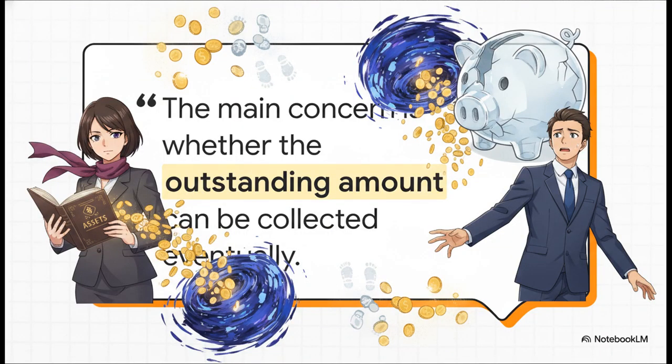The main concern is whether the stated outstanding amount of accounts receivable can be collected eventually or not. Remember, every asset on your balance sheet is basically just a promise for the future. But in the real world of business, what is a promise really worth if you can't collect on it? Think about that risk and get ready, because in our next explainer, we are going to explore exactly how we wipe these debts off our books entirely using derecognition criteria. I'll see you then.